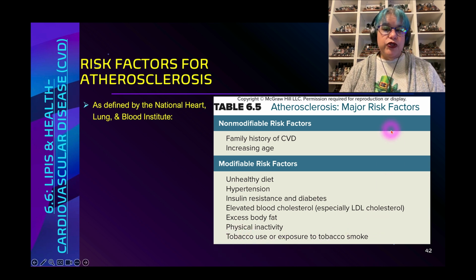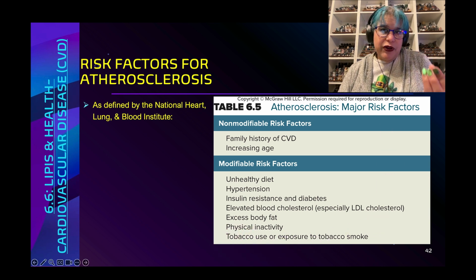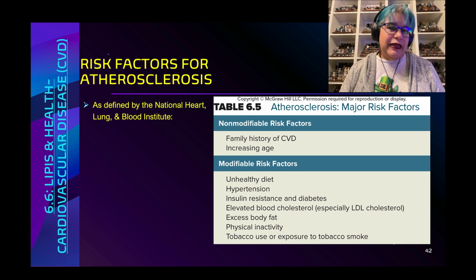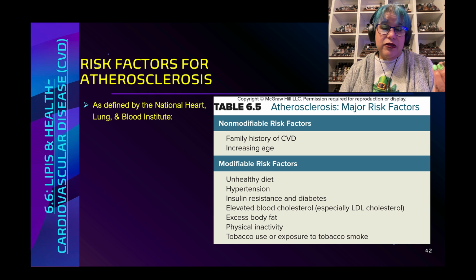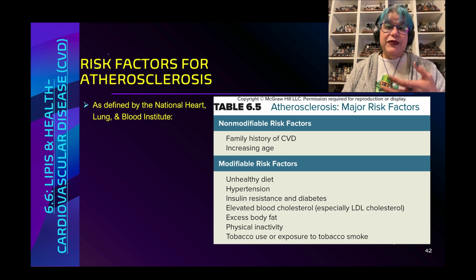Tobacco use and exposure to tobacco smoke. Remember those free radicals I was talking about that can damage the cholesterol and cause it to form plaques? Those free radicals, some of them anyway, come from tobacco products when you use them. So again, this is something that you can stop doing and reduce that risk.